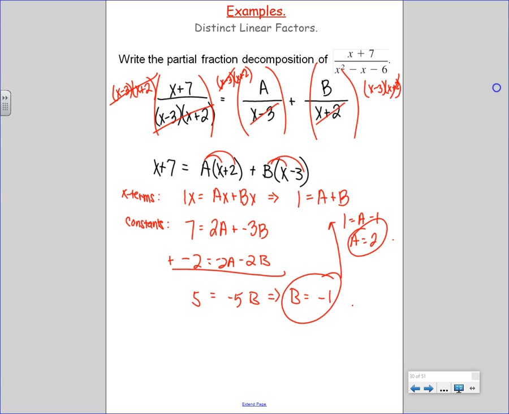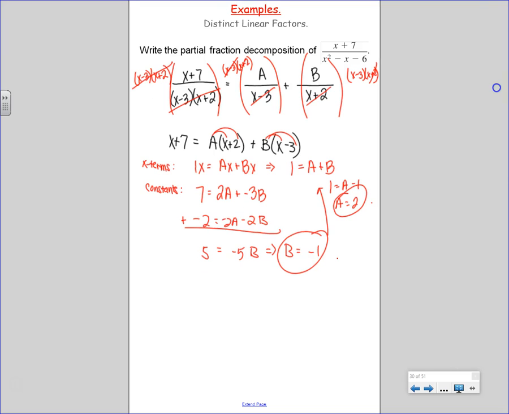Remember, the point was to get the partial fractions, and we had them ready, but what were we missing? The numerators. What did we just find? The numerators. So then we can say at the end of the day, hey, guess what? X plus 7, that big old rational expression, could be split up into 2 simpler parts where the a, which is 2, is over the x minus 3, and the b, which is negative 1, is over the x plus 2.